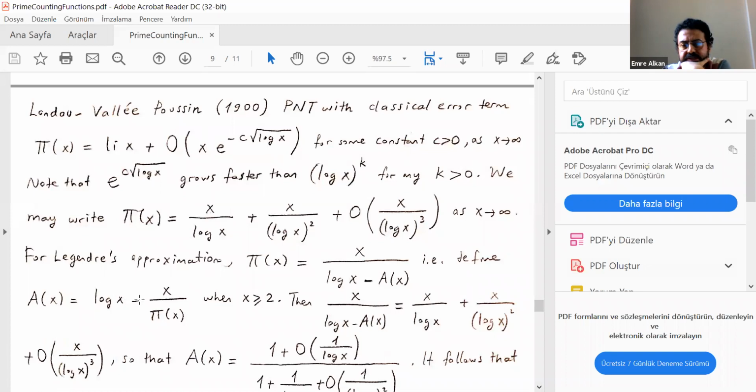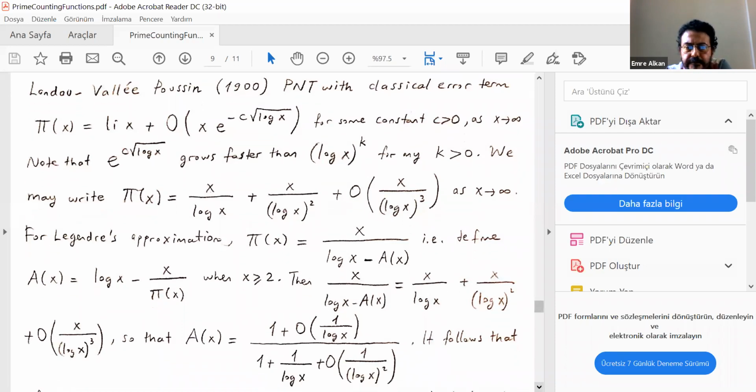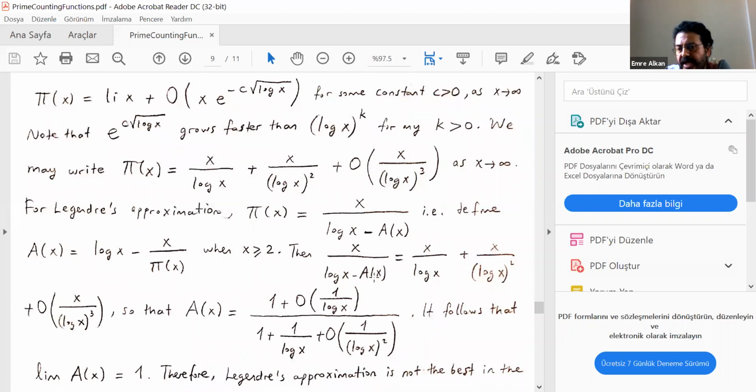First of all, because of our definition of a(x), it's equal to pi(x), but pi(x) is equal to this, so these two things are equal. So then you can say x over log x minus a(x) is equal to x over log x plus x over log x squared plus the error, which is of the order x over log x cubed. Of course, you can solve for a(x) easily here, keeping all the terms. I mean, anybody can solve for a(x). I will not bore you with the algebra here. If you solve for a(x), you get this.